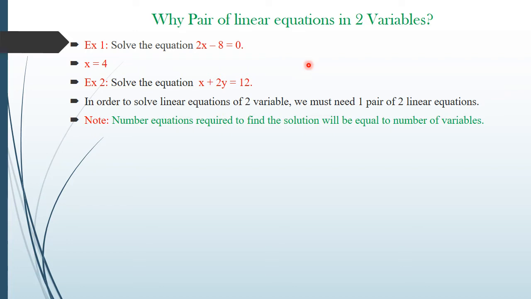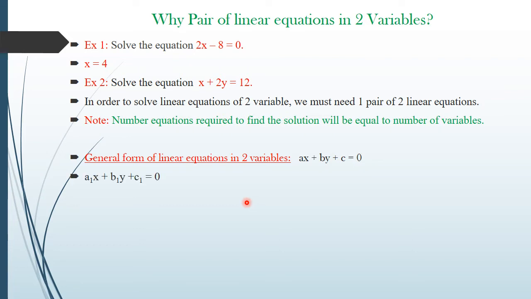Now let us go ahead and understand a very important concept that is going to be very useful in this chapter, that is the general form of the linear equation in two variables. The general form of a linear equation in two variables is ax + by + c = 0, where a is the coefficient of x, b is the coefficient of y, and c is the constant term.